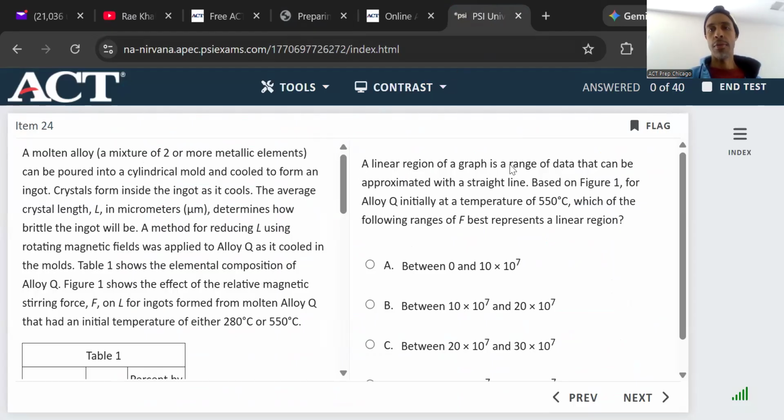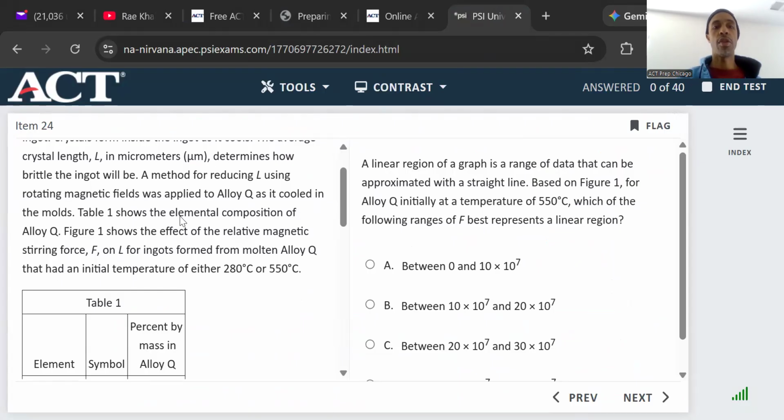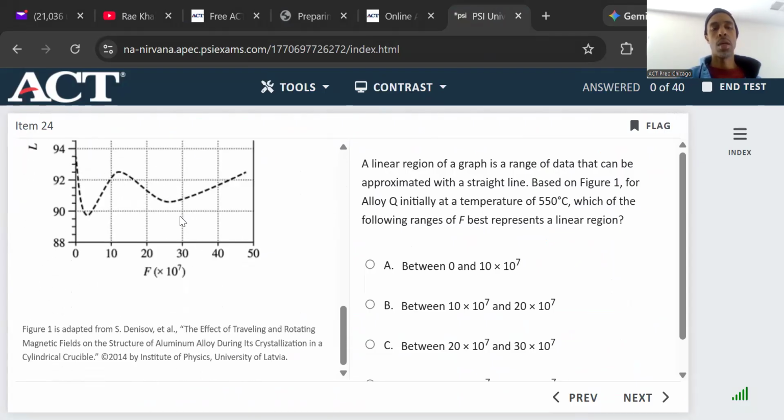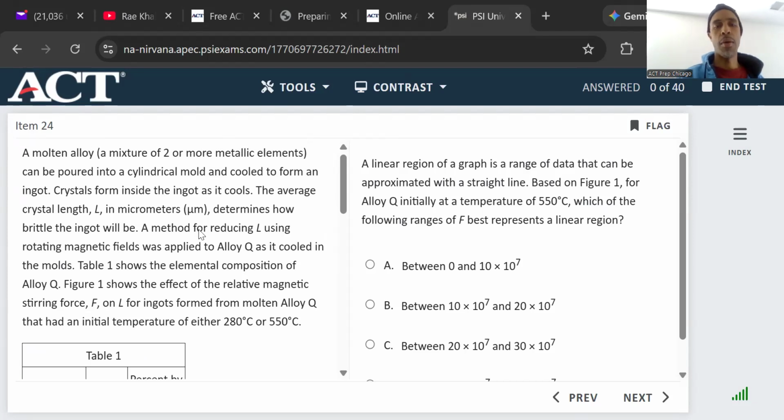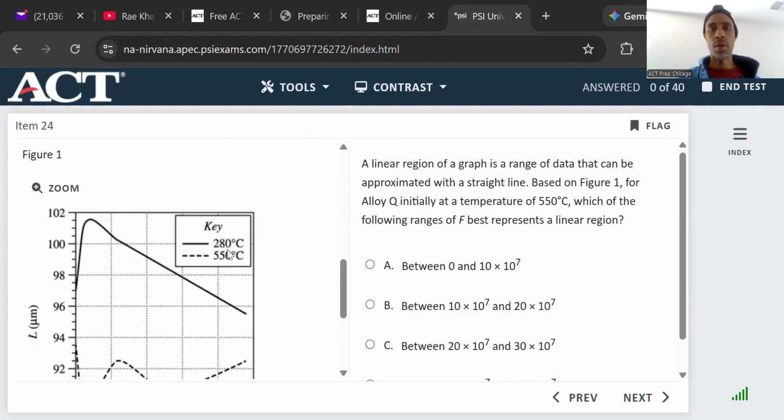A linear region of a graph is a range of data. Linear means straight line, that can be approximated with a straight line. Again, with science, you go straight to questions. We don't read any of this, because you'll see that a lot of these questions can be answered without fully understanding what this experiment is about. Trying to get a full understanding of the experiment will waste your time. You don't want to do that. Based on figure one, where's figure one? Figure one is here.